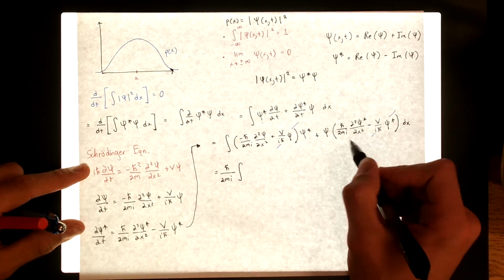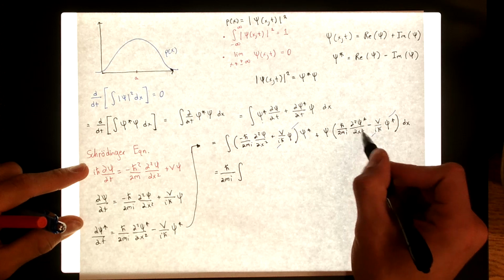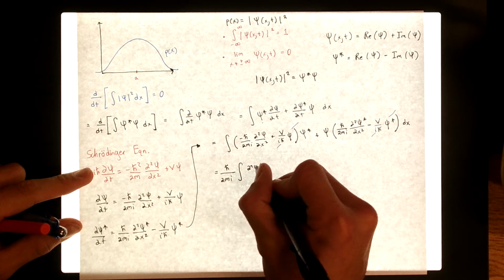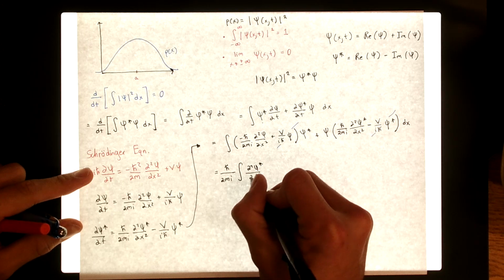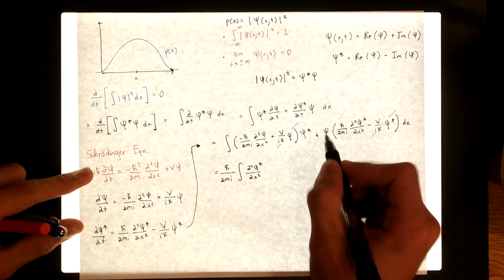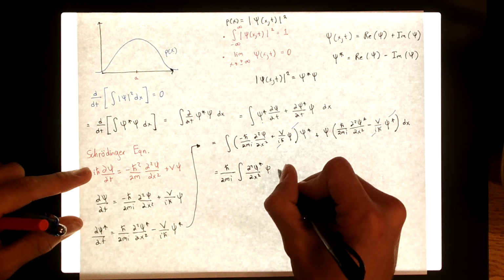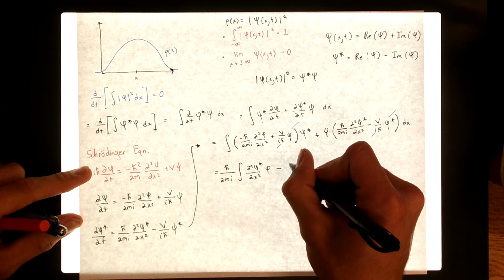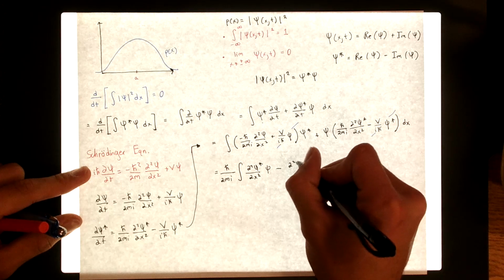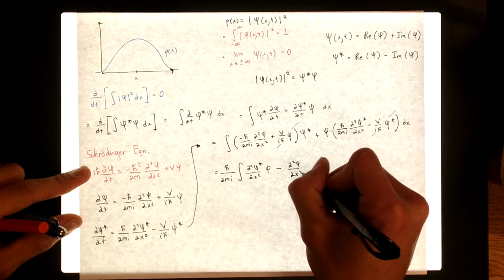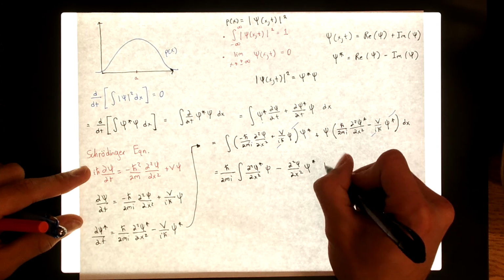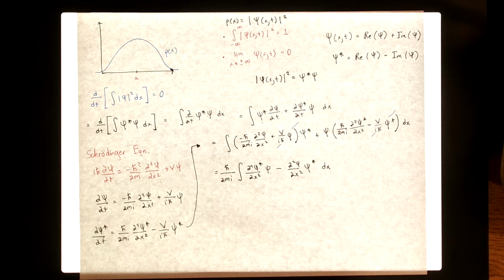We are left with, I'm going to take this term first because it's positive: the second partial derivative of psi star with respect to space times psi, minus the second partial derivative with respect to space of psi times psi star. Okay, this looks very nice.